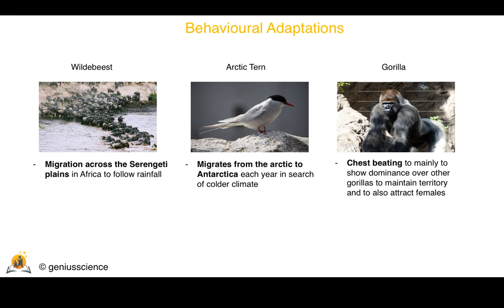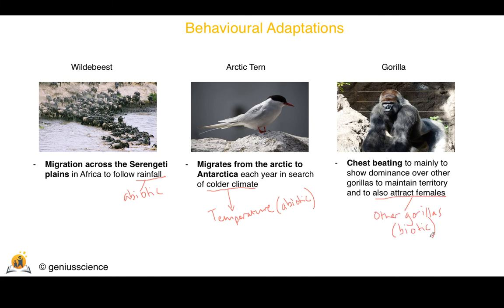Remember, all adaptations have evolved in response to an environmental factor. In the case of the wildebeest, it is rainfall, which is an abiotic factor. For the Arctic tern, it is the colder climate, which is temperature, which is an abiotic factor also. And with our gorilla chest beating to attract females, females are other gorillas. This means it is a biotic factor.